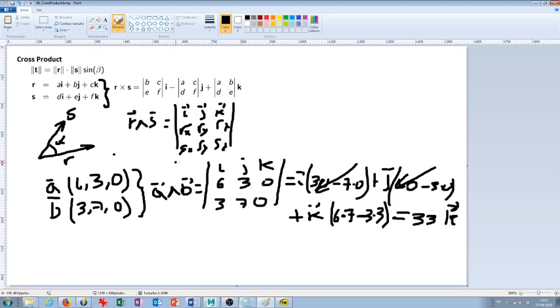Right, so that's the result of this. We can see something interesting: the resulting vector is totally perpendicular. This is the xy plane, and we had our two vectors under this plane, and the resulting vector is coming this way, totally perpendicular to this plane. So this is a very interesting property of the cross product.